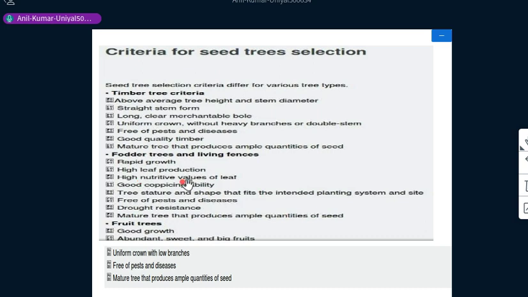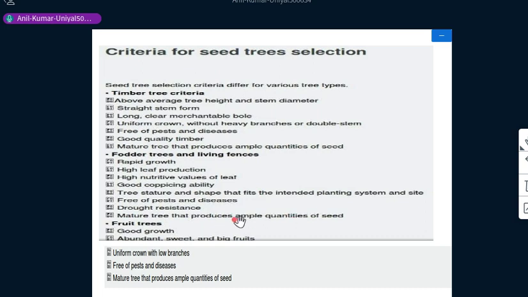Then high leaf production should be there. High nutritive value of leaf should be there, as it is the utmost desirability of fodder trees. Then good coppicing ability should be there, as the new shoot or new epicormic shoot should emerge as rapidly as possible. Tree structure and shape should fit the intended planting system and site. Then it should also be free of disease and pests, as was repeated in number one also. It should be drought resistant, and mature trees should produce an ample amount of seed.